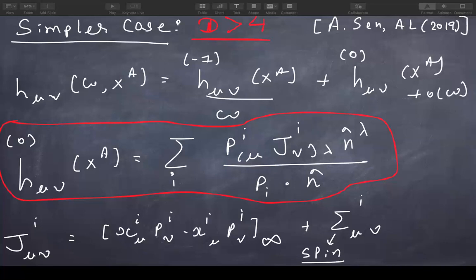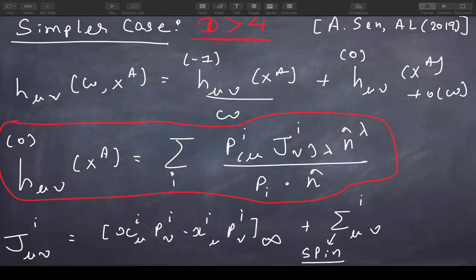So h_{μν}^{(0)} is the subleading soft classical radiation in greater than 4 dimensions. And as you can see, it's completely independent of the details of the scattering. It only depends on the asymptotics, and it could be a very hard scattering where you could have two black holes merging, etc. But this formula would not change. Here the j's are the sum of the orbital angular momentum at infinity, the asymptotic orbital angular momentum, and if your objects have spin, like black holes, etc., then you have to add that also in the formula.